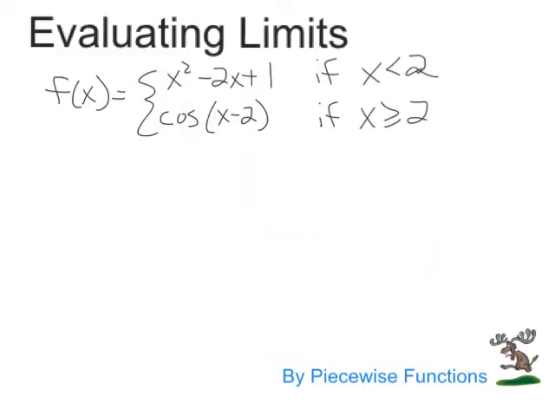Okay, so we have a piecewise function here defined as x squared minus 2x plus 1 if x is less than 2. And if x is greater than 2, then we have a trig value of cosine of (x minus 2).